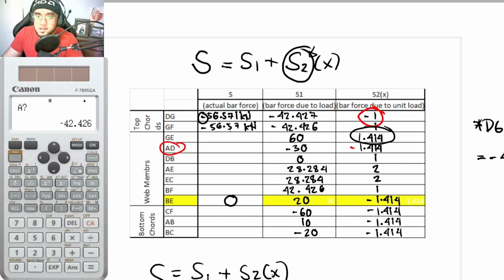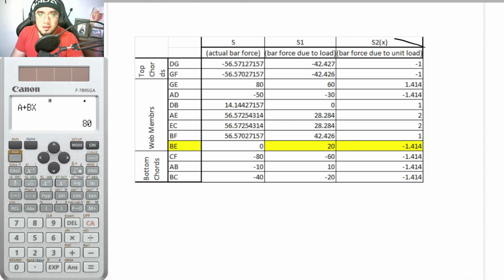Then for GE, I will press calc once again. The calculator would ask me what is the value of A. The value of A is 60. And the value of B is equal to 1.414. The value of X remains the same. So the answer here is now equal to positive 80 kilonewtons. Upon completing all of this, our answer should be these ones here: negative 56.57, negative 56.57, 80. For the next, that should be negative 50.